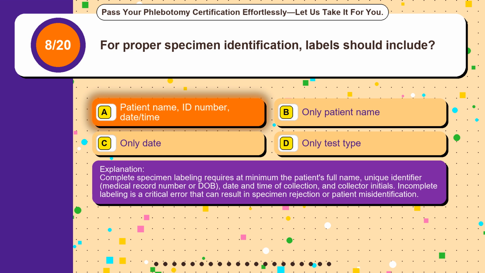Complete specimen labeling requires at minimum the patient's full name, unique identifier, medical record number or DOB, date and time of collection, and collector initials. Incomplete labeling is a critical error that can result in specimen rejection or patient misidentification.